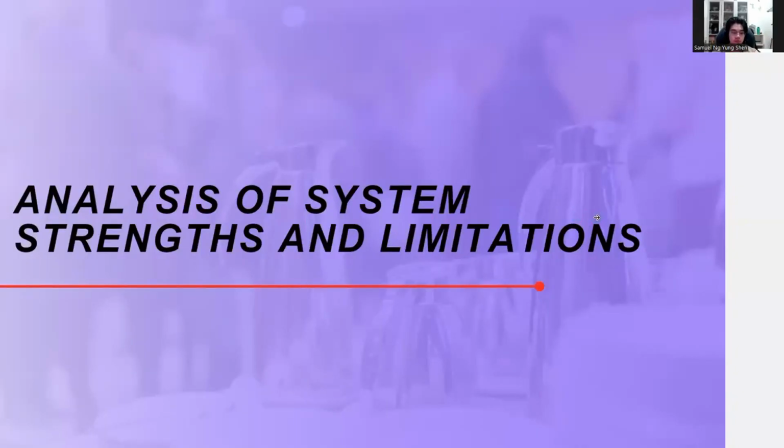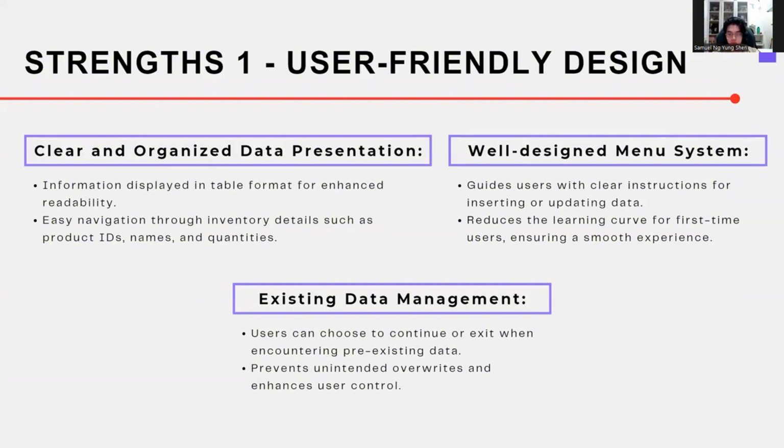Hi, Mr. Anwar. My name is Samuel, and I'm going to talk about the analysis of the system, strengths, and limitations. Our first strength, user-friendly design. A clear, organized data presentation will have the information displayed in a table to enhance readability. Therefore, it will be easy for users to navigate through the inventory details such as product IDs, names, and quantities in a very organized manner.